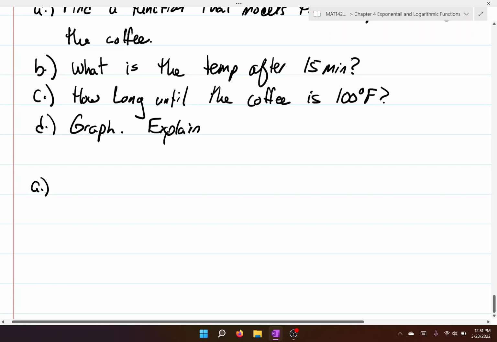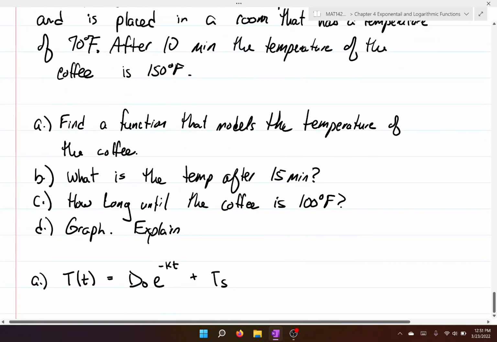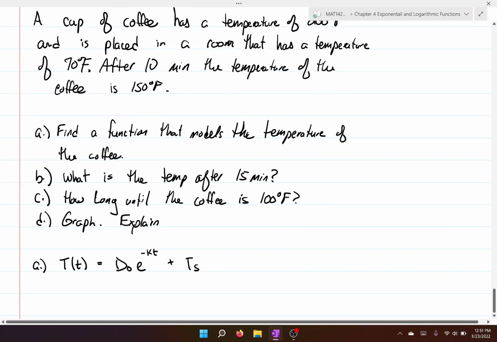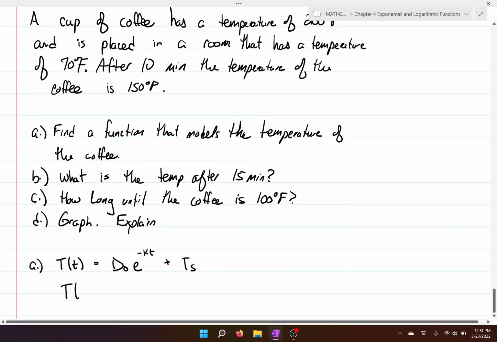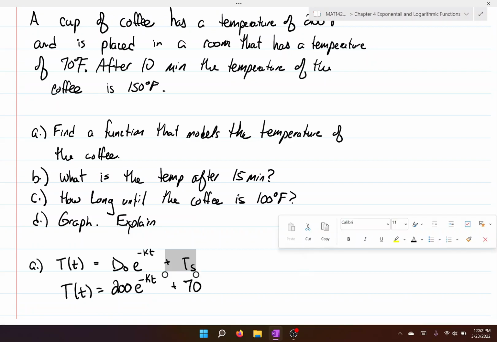Recall that Newton's law of cooling is the final temperature is equal to the initial temperature times e to the negative kt plus the temperature of the surroundings. So T of t is going to equal, well, we know the coffee was initially 200 degrees Fahrenheit, and we know the temperature of the surroundings was 70 degrees.